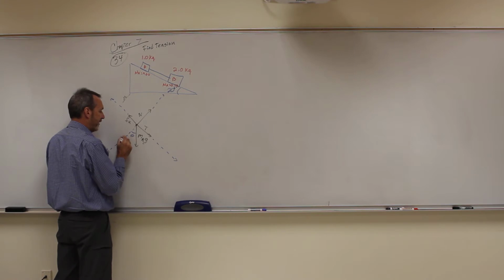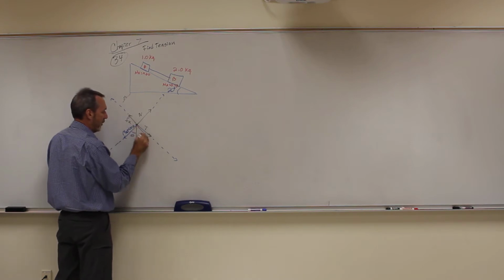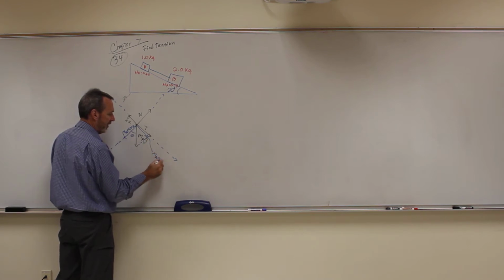So then when I take the components of gravity, this is MAG cosine theta on this side. On this side, this is MAG sine theta.